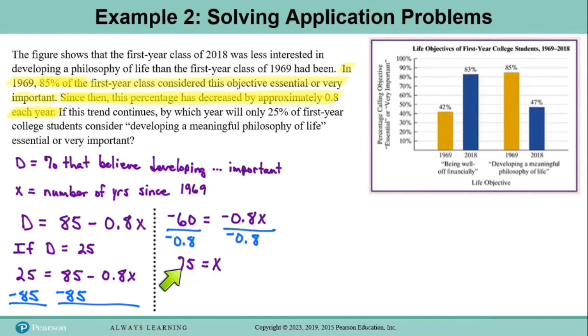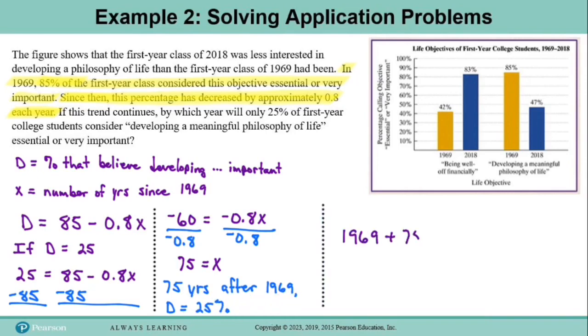So what we just found out is that by the time the percentage is down to 25%, it will be 75 years since 1969. So what year will it be? Well, if we take 1969 and we add 75 years, then that's going to be the year 2044. So let's see if this makes sense.